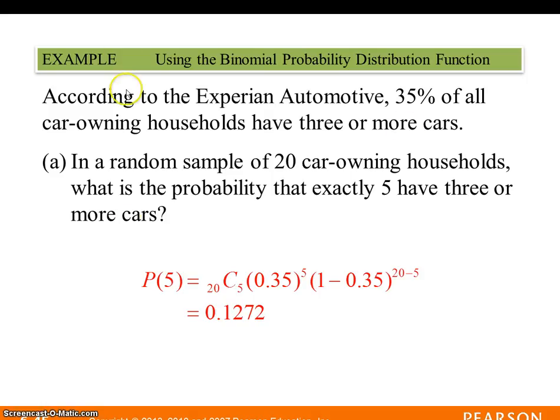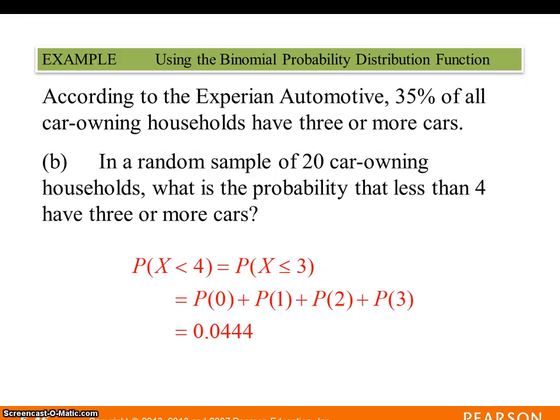So you plug in: you have a total of 20, you're trying to find the probability of 5, so you raise 0.35 to the 5th power, times 1 minus 0.35 raised to the appropriate power. That will give you the probability that exactly 5 have 3 or more cars. So there's a 12.72% chance that exactly 5 out of the 20 households have 3 or more cars.